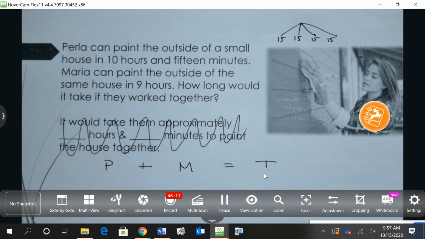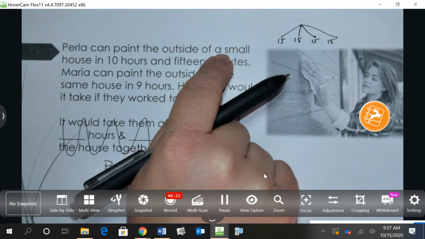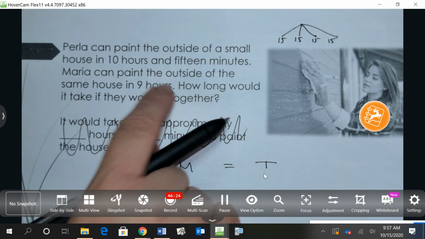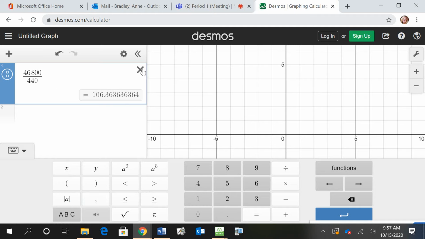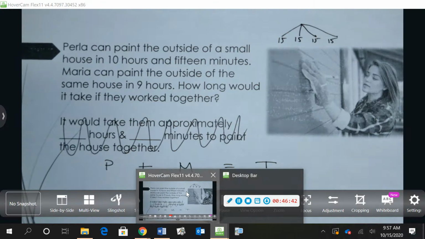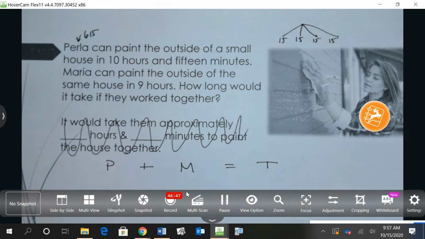What I have found most students feel more comfortable with is to switch them all to the same unit, and we're going to put them all into minutes. So I'm going to turn 10 hours into minutes and then add the additional 15 minutes. And then I'll do the exact same thing for Maria. If you had an individual calculator, it'd maybe go a little bit faster, so we're going to switch over right now. I'm going to take those 10 hours and switch them into minutes. So 600 minutes is equivalent to 10 hours. So 600 minutes plus an additional 15, Perla's at 615 minutes.